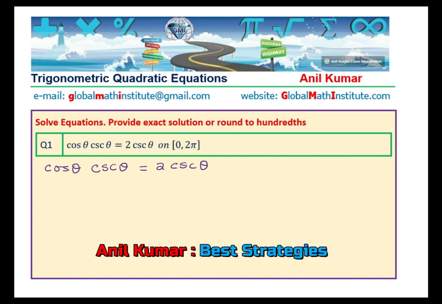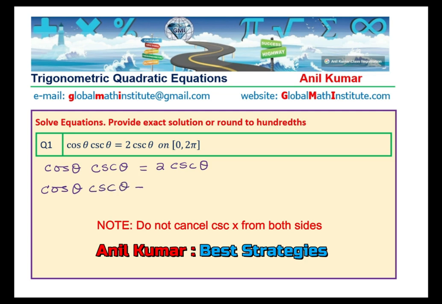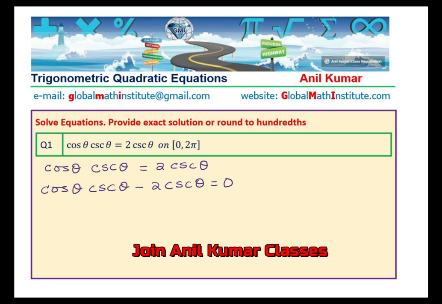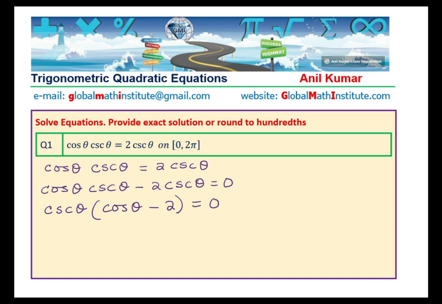Bring the terms together. So rewrite as cos theta cosecant theta minus 2 cosecant theta equals 0. Now cosecant theta is common. You can factor: cosecant theta times (cos theta minus 2) equals 0. So now, using the zero product property, we have two possibilities. We can write cosecant theta equals 0, or cos theta equals 2.